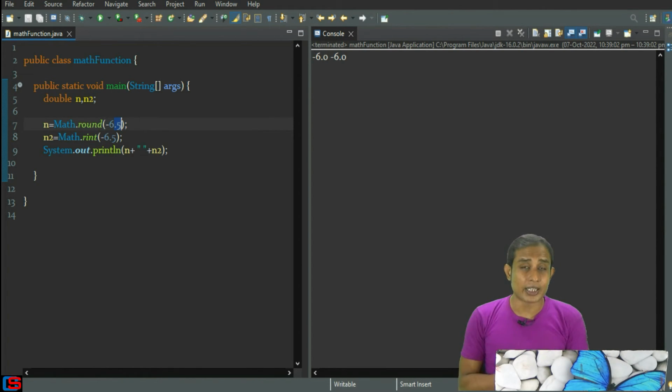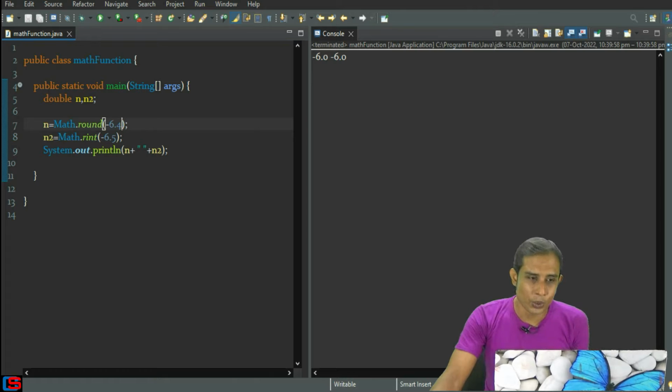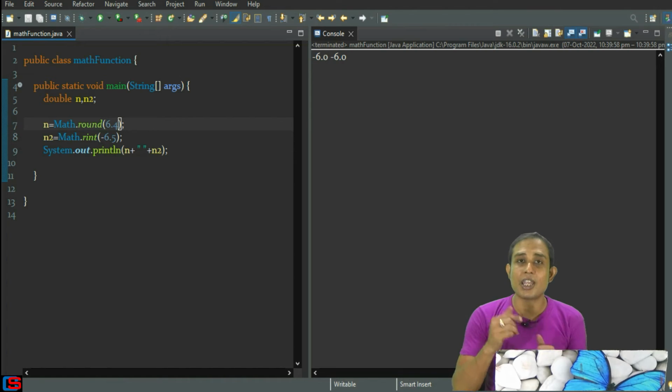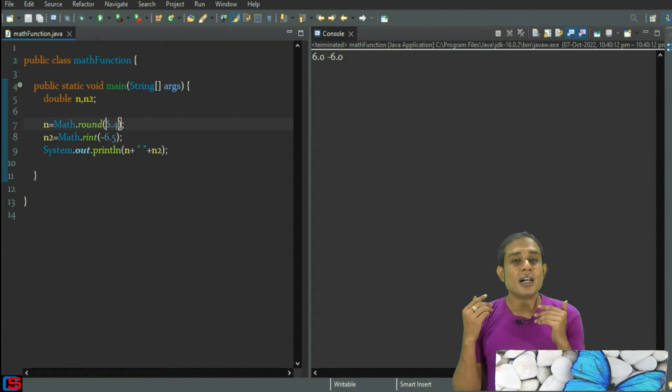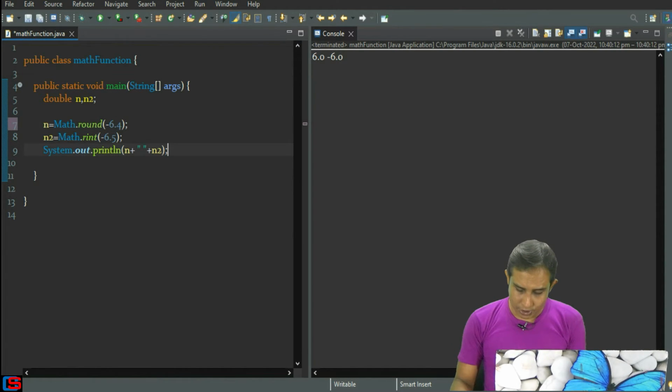But whenever we calculate a negative value, it works a little differently. How? Suppose I replace 6.5 with 6.4 in the round function first. Now I run the program again and it returns minus 6.0. In the case of plus 6.5, it returns 7, and if I omit the negative sign and run the program, it returns 6, not the higher value 7.0. If I enter the negative sign again and run the program, it returns minus 6.0 in the round function.